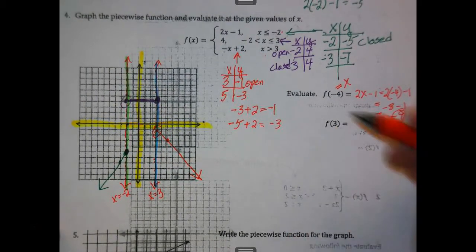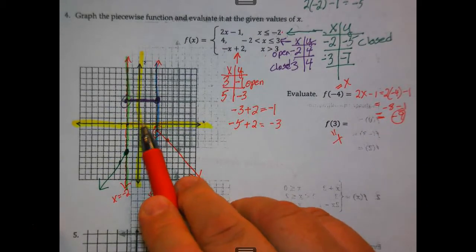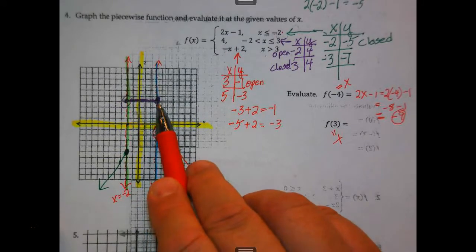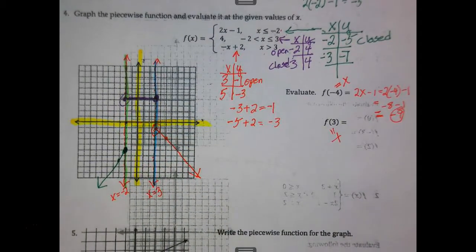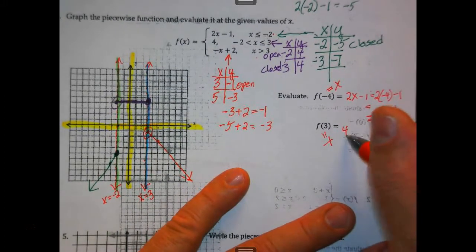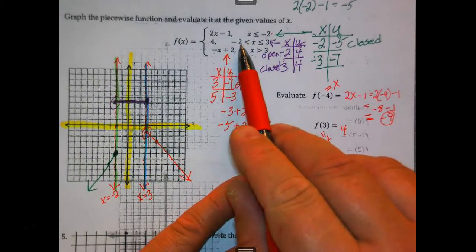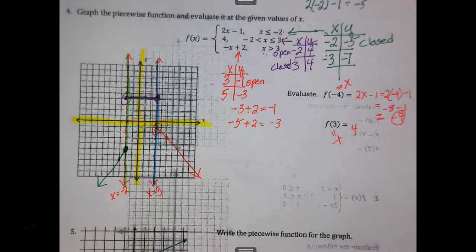F of 3, that's when my x is 3. You could look on your graph. 1, 2, 3. What's my y value? You've got to pick the closed circle, which is what? Which is 4. Or you could just use the middle one because it's equal to 3. Any questions? Are we good?